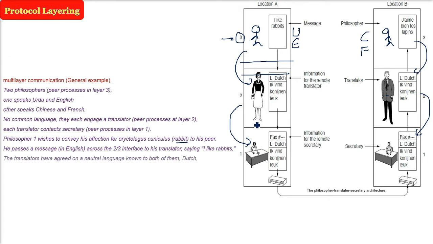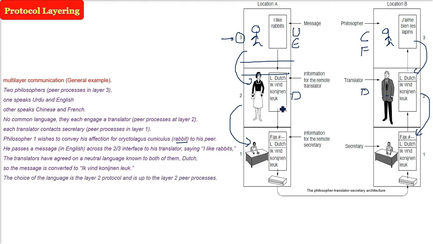Now the translators at level 2, or peer 2, have already decided that we will be talking in the Dutch language, the language spoken in Netherlands, Holland. So they change the message into something like "Ik wind konijnen leuk," like this. I may not be pronouncing it perfectly, but this is what they finally decide, and they write it. Now this choice of language is totally dependent on the protocol of layer 2. They can define Hindi, they can define any other language.